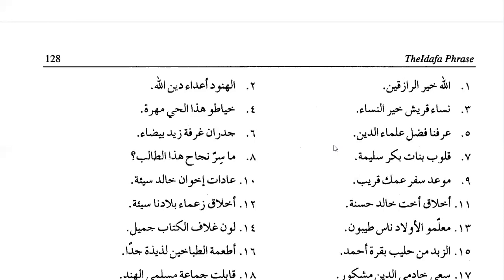Jidaranu ghurfati Zaidin. Zaid is also muzaf. Oh, that is also. Jidaranu ghurfatin Zaidin. Ghurfatin is muzaf. We cannot use tanween. Jidaranu ghurfati Zaidin.